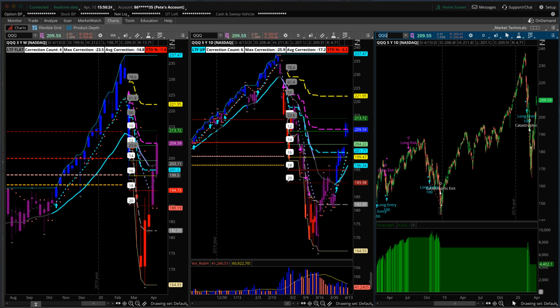I still don't like the name market correction. I don't know what you want to call it, but perhaps somebody out there has some ideas, and you can leave some comments letting me know what you might want to call this market correction indicator that shows the correction levels, the Fibonacci extension levels, and the Fibonacci retracement levels. The market technicals, that's it.